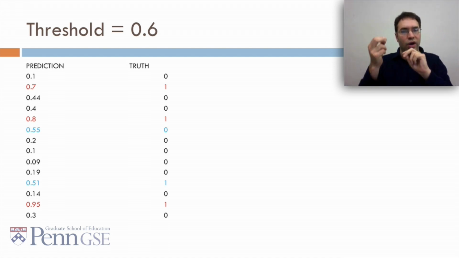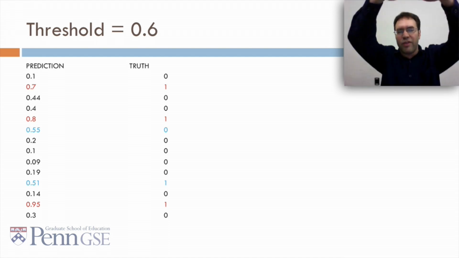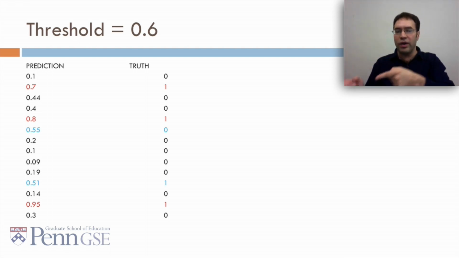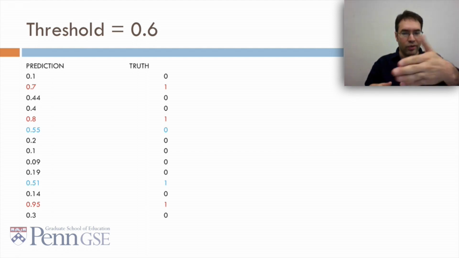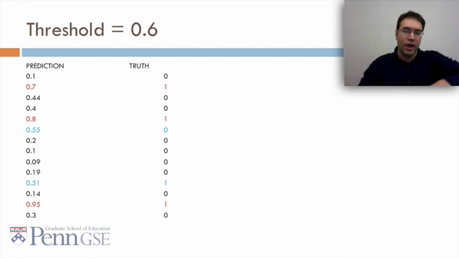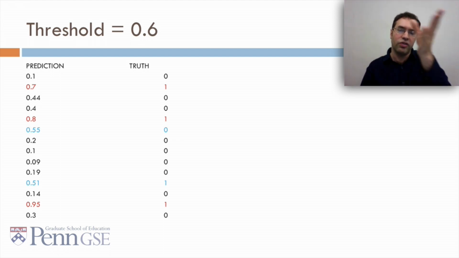0.55 and 0.51, which were previously above 0.5, so they were treated as 1s, are now treated as 0. This actually doesn't make the model any better, because in one case that makes something that was wrong right, and the other case it makes something that was right wrong. 0.55 was previously wrong, now it's right, because now it's below 0.6, so it's 0, which is the truth. And 0.51 was previously above, and it's 1, so that was correct. Now it's below, and that's wrong. So you can see that as we change the thresholds, some of the data points go from being right to wrong in each direction.